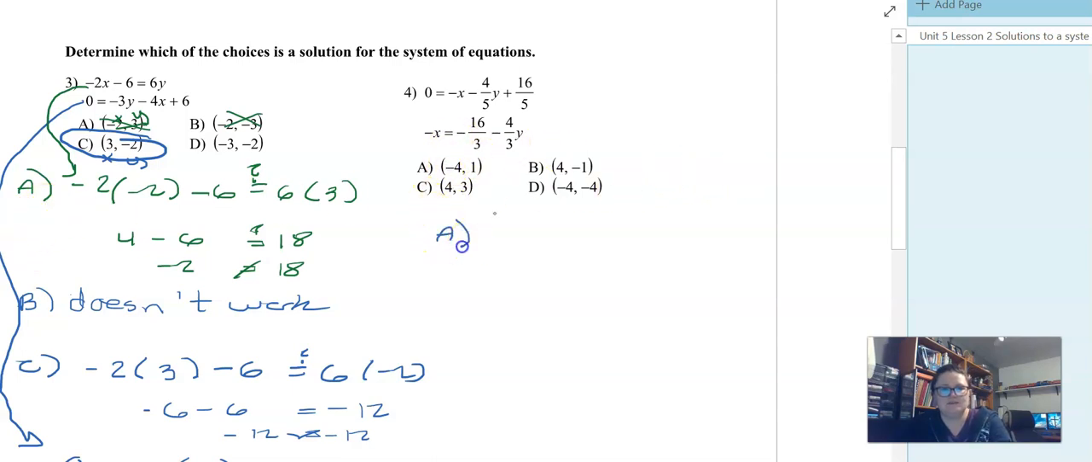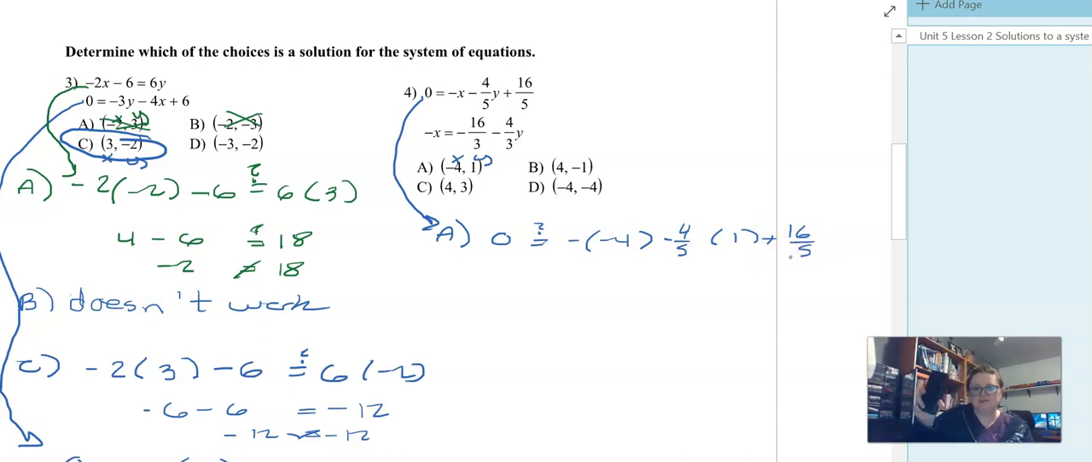So for A, I'm going to start by doing, does 0 equal negative 4 over 5 times 1 plus 16 over 5? I'm taking this equation and rewriting it, but I'm putting negative 4 for x and 1 for y. And this is where I would just get out my calculator. Over 5 times 1, which is just 1, right? Plus 16 over 5. And I got 6 2/5, which is distinctly not 0.